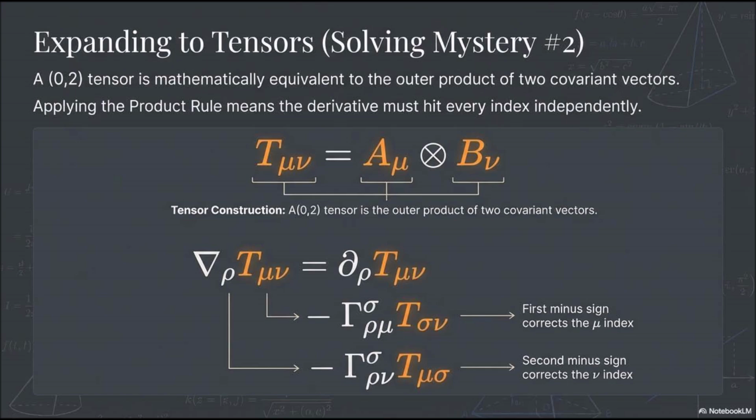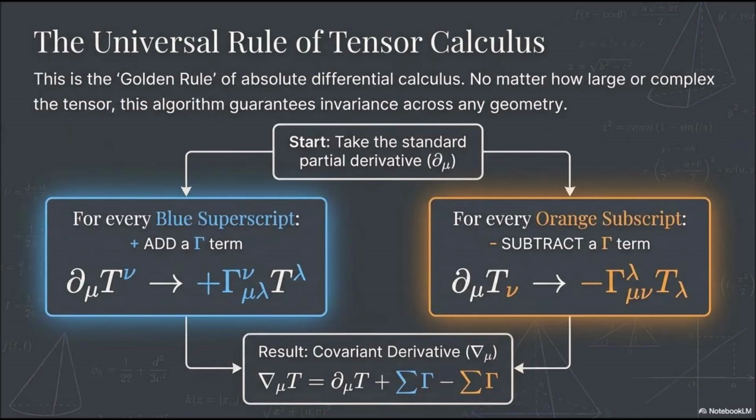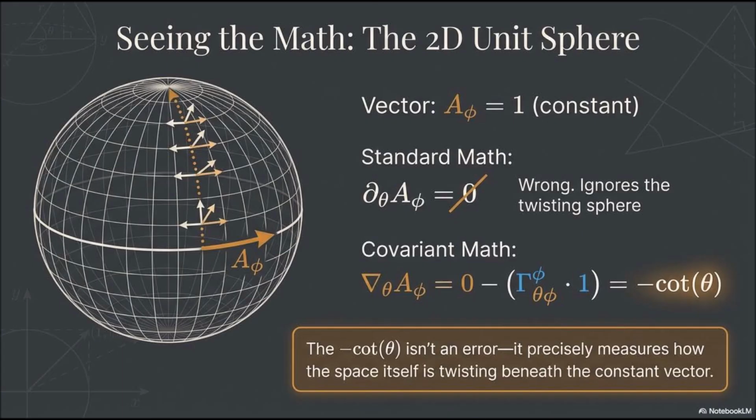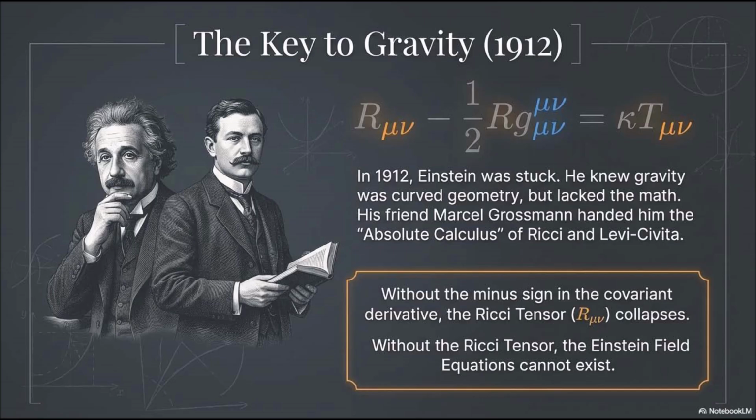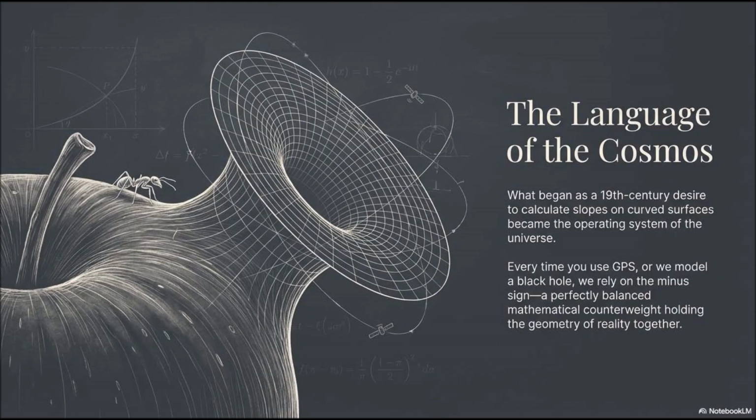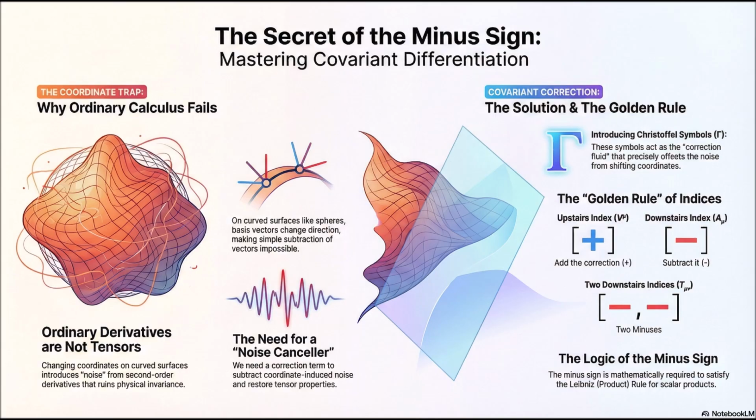Now the substitution is easy. We literally just proved that the derivative of covariant vector A requires a minus sign Christoffel correction, and the derivative of covariant vector B requires a minus sign Christoffel correction. We substitute those formulas in. Substituting the minus sign formulas, this equals the quantity partial derivative subscript rho of a subscript mu minus gamma superscript sigma subscript rho mu times a subscript sigma, times b subscript nu, plus a subscript mu times the quantity partial derivative subscript rho of b subscript nu minus gamma superscript sigma subscript rho nu times b subscript sigma.